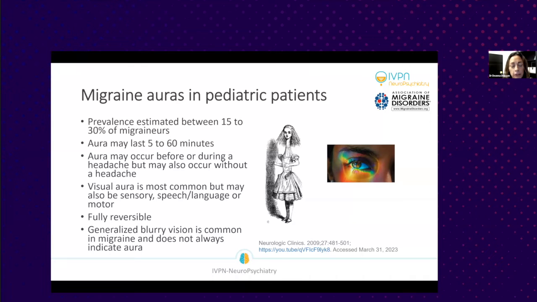With specific mention of blurred vision, there are some individuals who report blurred vision during a migraine attack, but without any other positive or negative features of a visual aura. Generalized blurred vision on its own is not necessarily considered or indicated as aura.